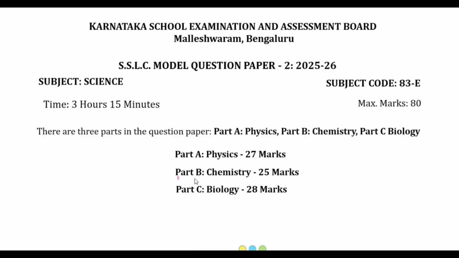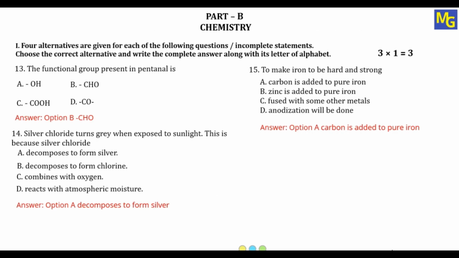And now I am going to start with Part B Chemistry in this video. So let me start with the first question. Here, the first question will again be multiple choice. Four alternatives are given for each of the following questions or incomplete statements. Choose the correct alternative and write the complete answer along with its letter of alphabet. So we have to write the answer as well as the letter of alphabet, either A, B, C or D. Remember, it is already given in the question itself, so you have to write that letter of alphabet.